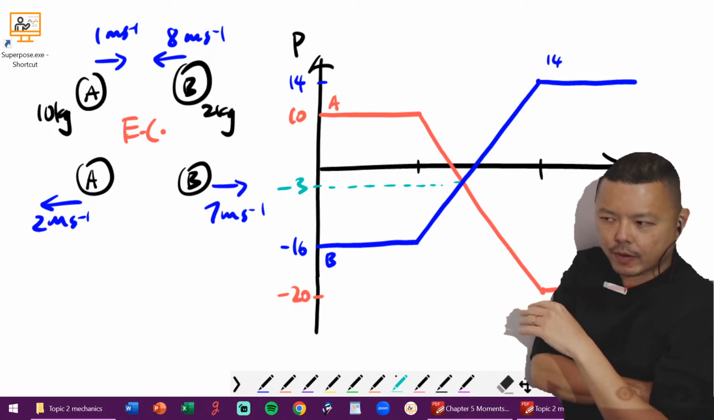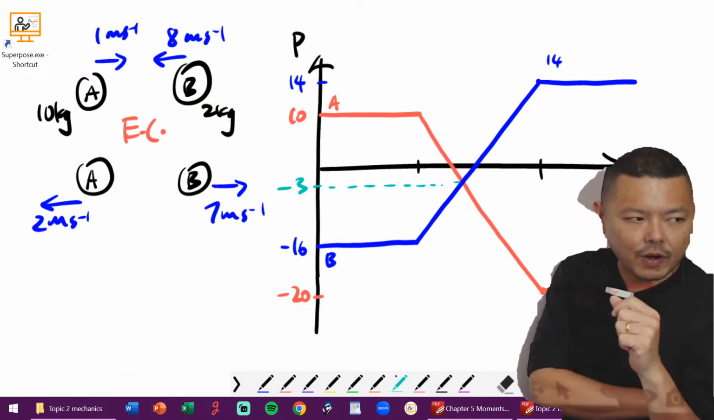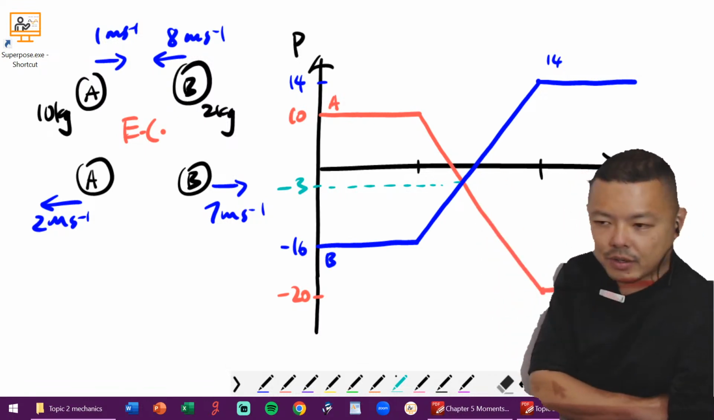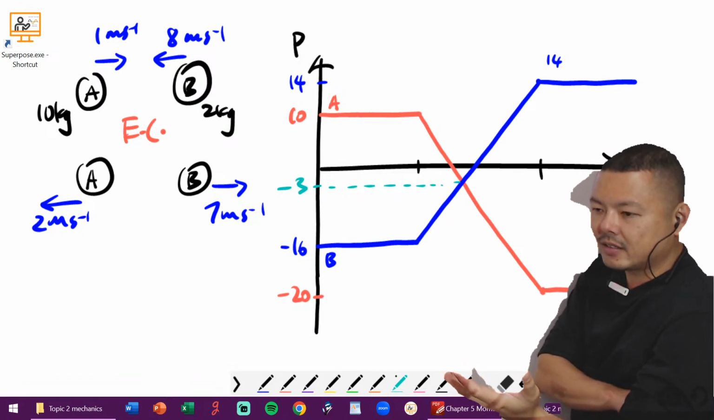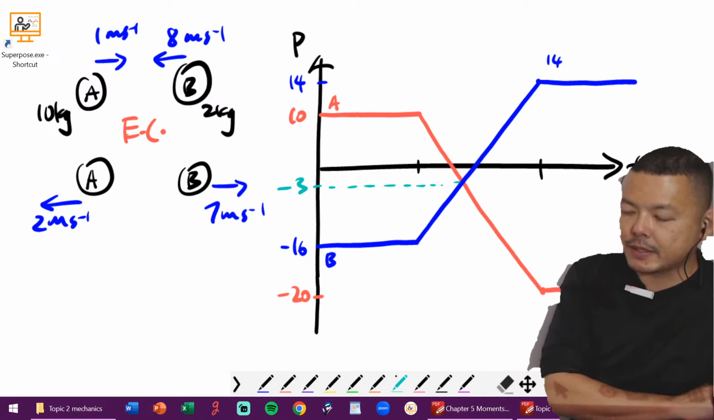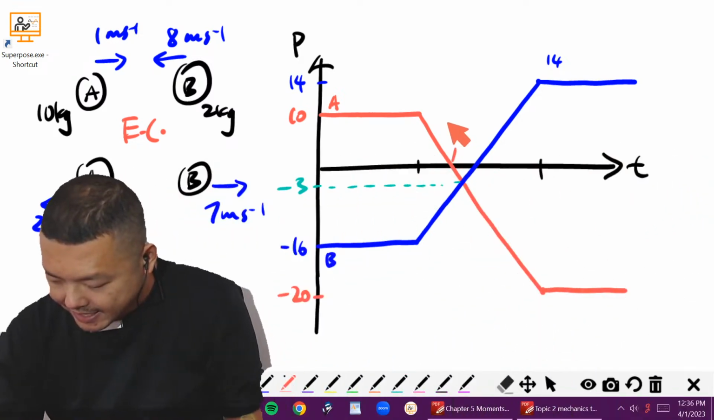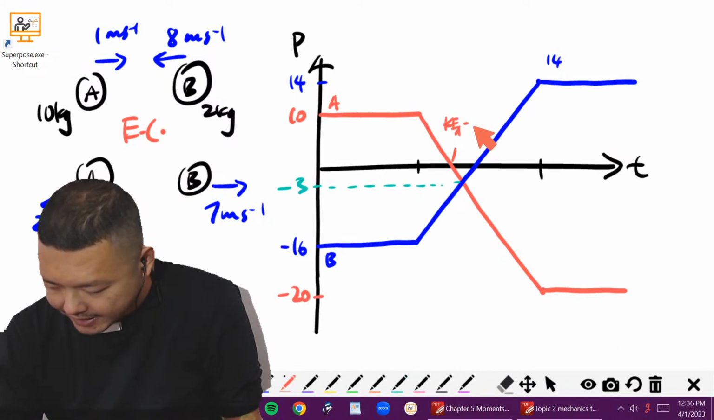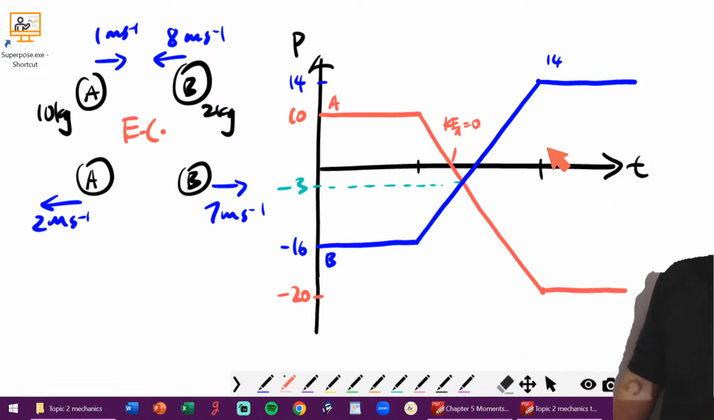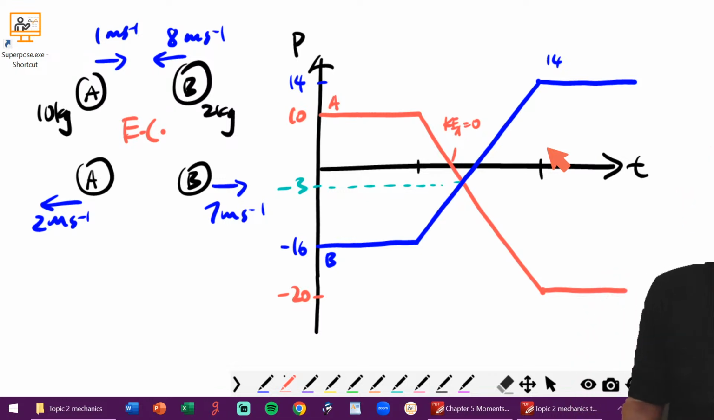So what's the KE of object A at this point here? 0. Why is it 0? Because the momentum is 0. What does this tell you about the velocity? So what happens to the KE? You have to agree with me that the KE here of A is 0. Okay? How about the KE of B? If I wanted you to find the KE of B, how would you find it?